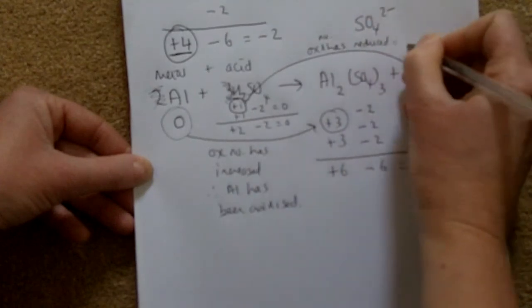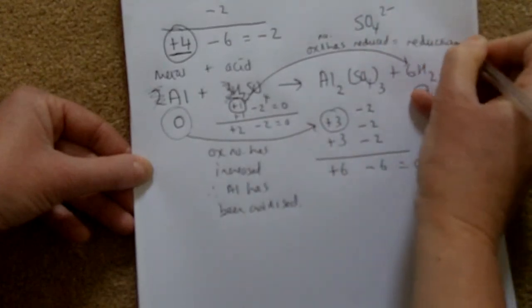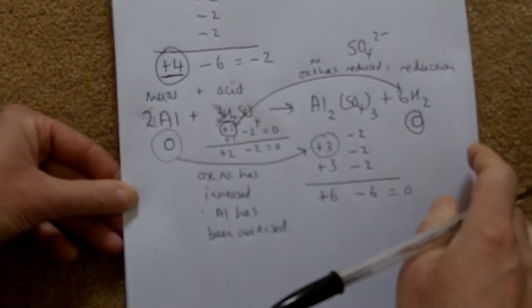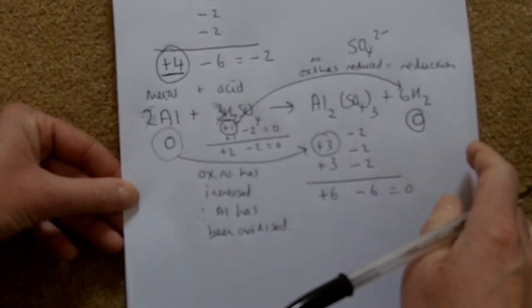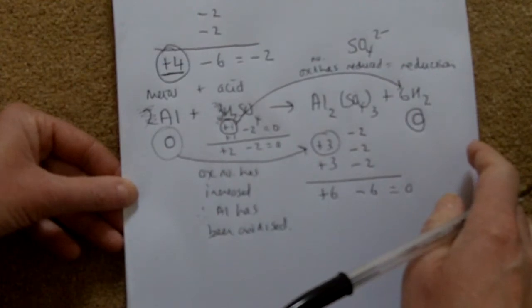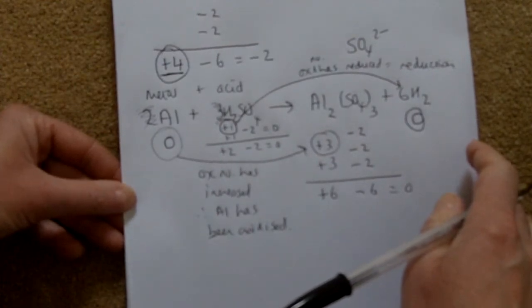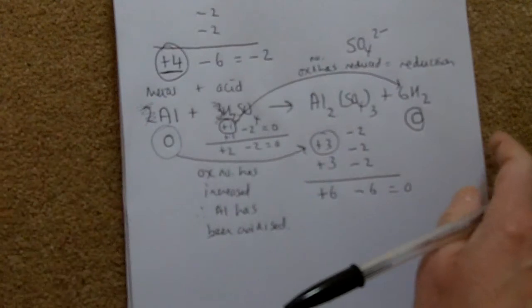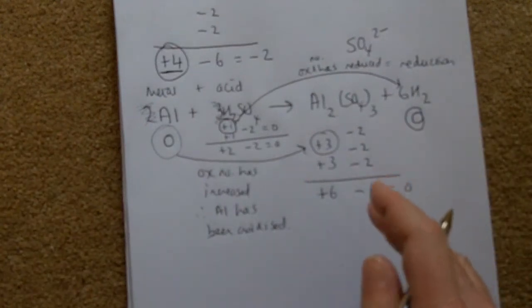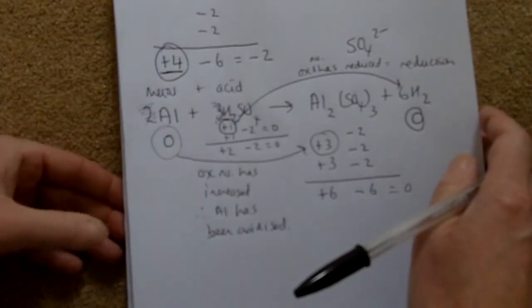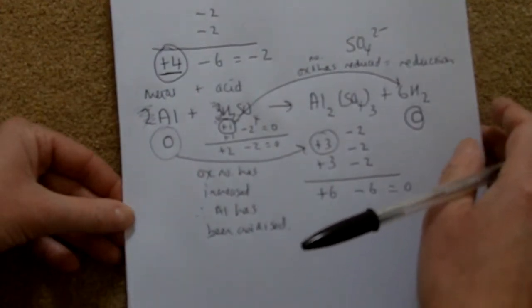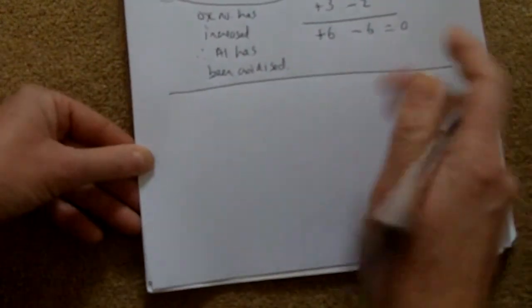That is reduction. And that's how you can see if something is a redox reaction. Okay, so reactions of metals and acids is a redox reaction. But the final thing you need to be able to do is work out the formula of ions, right?